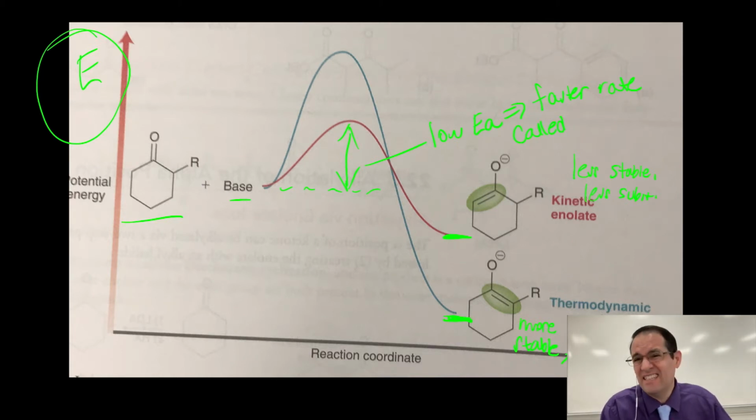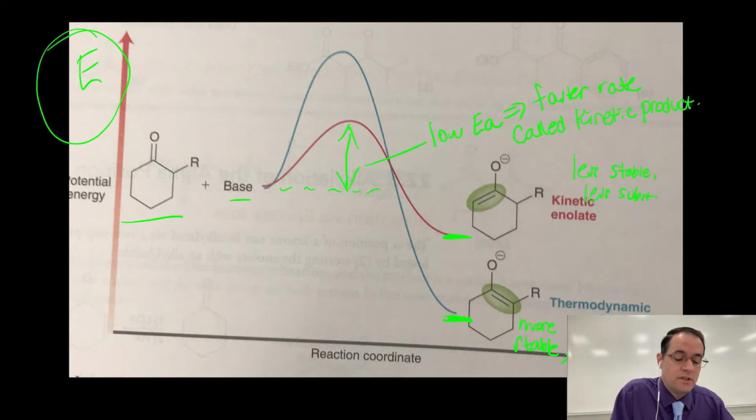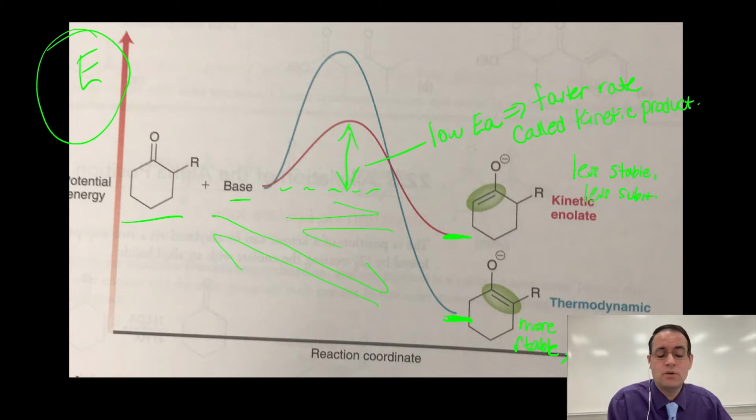Well, the activation energy isn't called the kinetic product, but the lower activation energy leading to that product is called the kinetic product, okay? So it leads to the kinetic product because it forms faster. Now, these are in equilibrium. So if we treat it with sodium methoxide, we'll get the thermodynamic enolate.